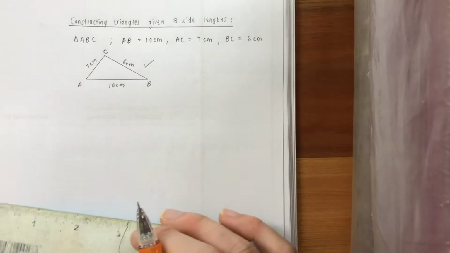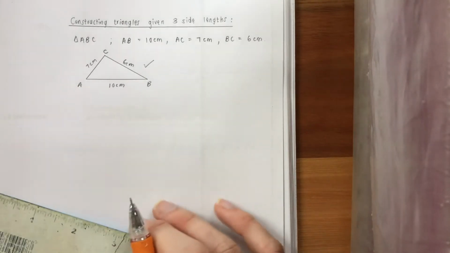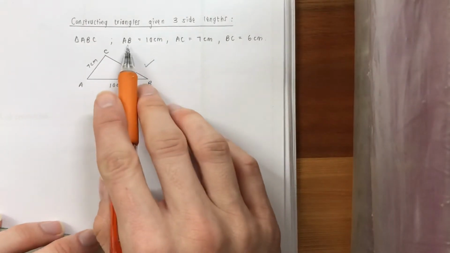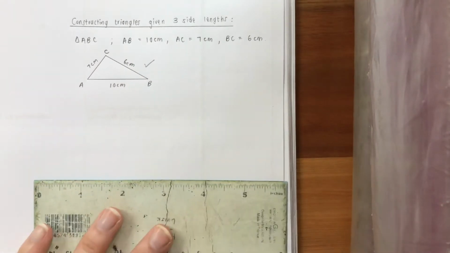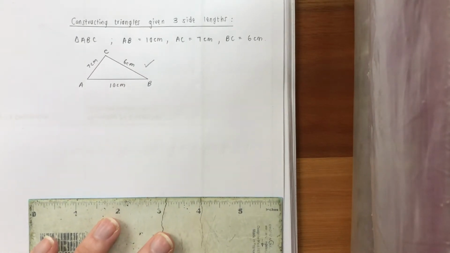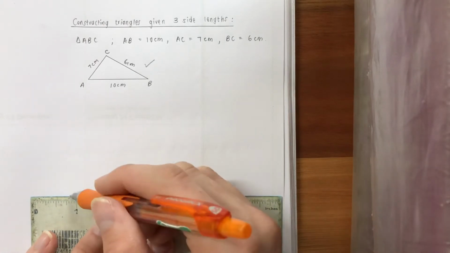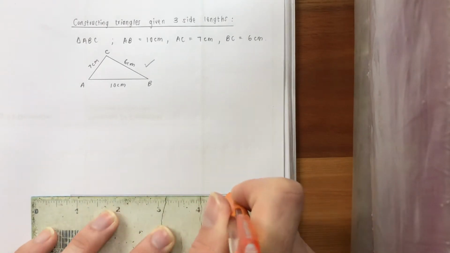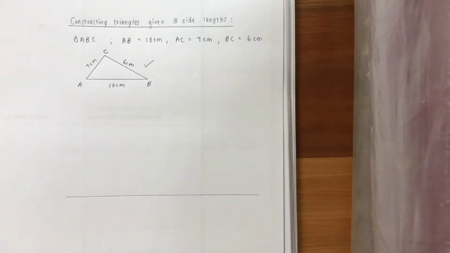Now we're going to do the construction. The first thing that we're going to draw is this horizontal line AB. For that, you just use your ruler and draw a horizontal line. Just make sure that this line is long enough. Then we will take our compass.